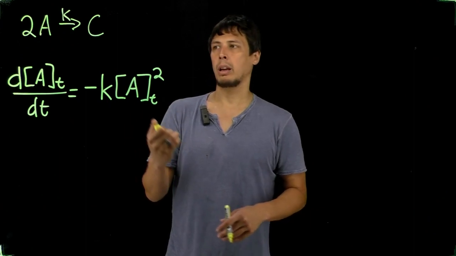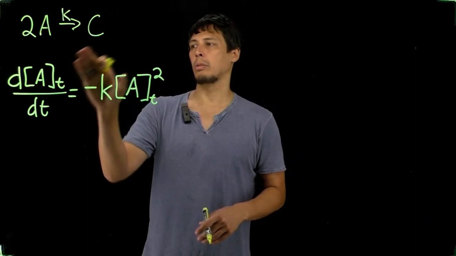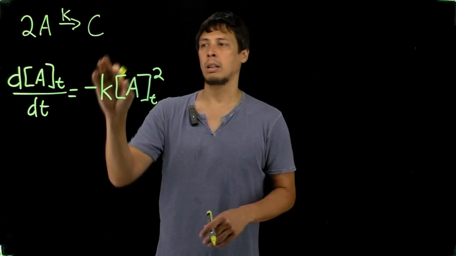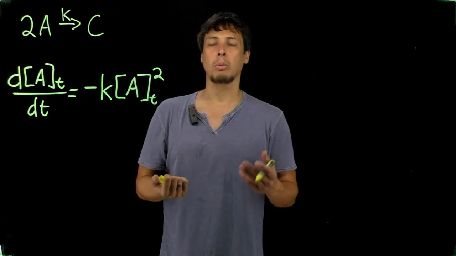If we were producing A, or for instance, if we were setting up the equation so that we were looking at the formation of C instead, this would be positive because we're forming that.